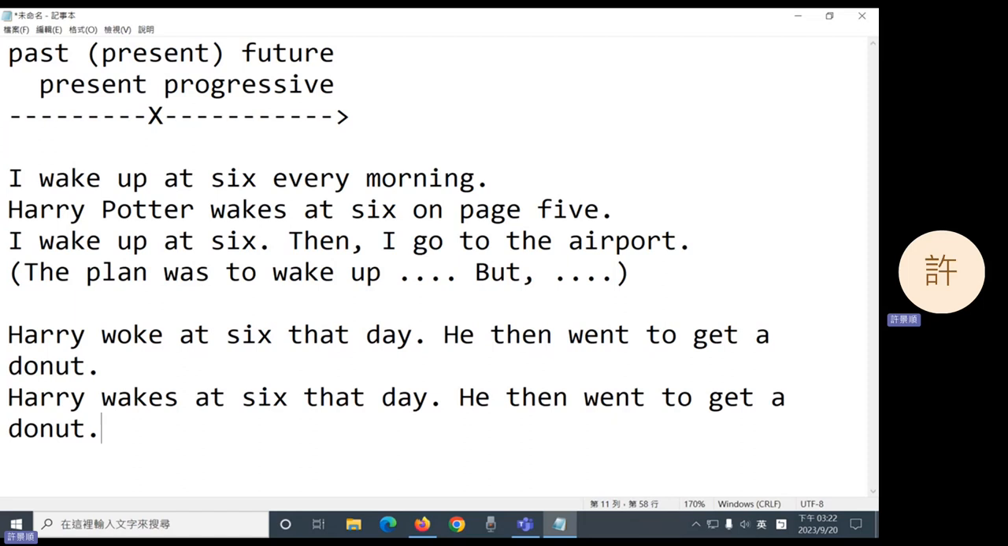So some writers believe that using the present tense to tell the whole story makes it more immediate, more direct. There's less separation between the story and the reader. A small number of writers will write the whole story in the future tense. This is not very common, but it does happen.